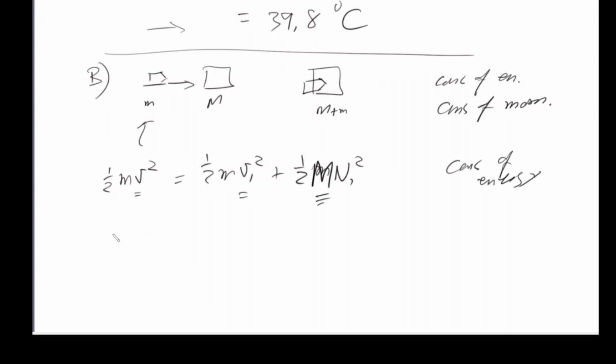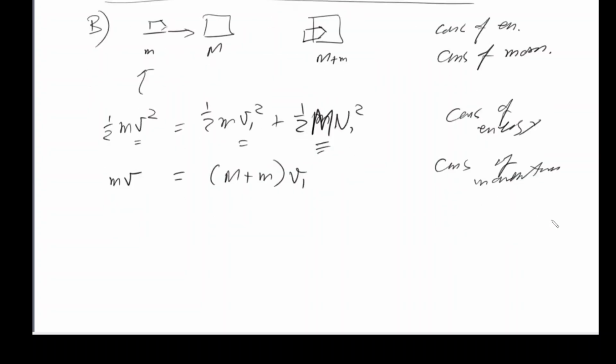But we also have conservation of momentum. So the momentum of the bullet initially has to equal the momentum of the final system, which is the total mass of the block and bullet times v1. So this is conservation of momentum. If we take this equation and solve for v1, we get v1 is equal to mv over big M plus m.